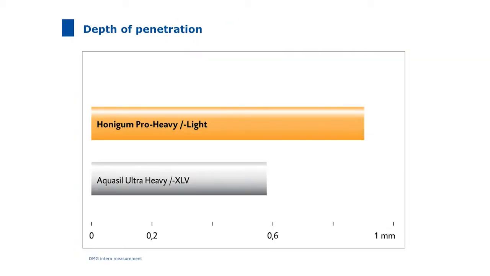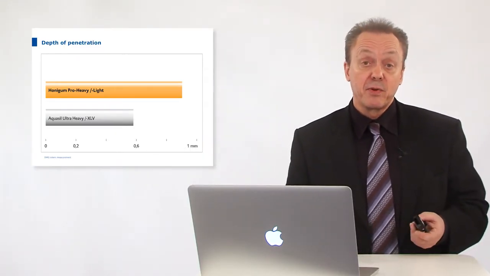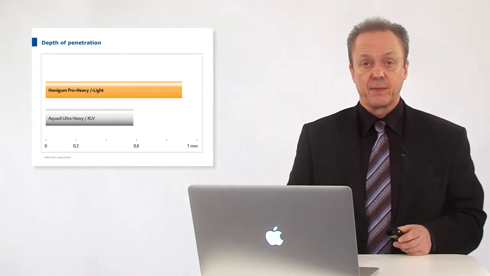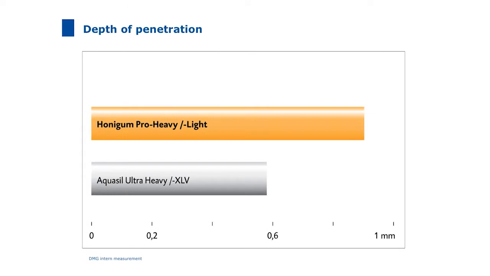In this diagram, the depth of penetration is again very clear. Honigum Pro is a material you can trust in making impressions around wet areas, even in the deeper part of the sulcus. We have to emphasize another advantage associated with moisture.